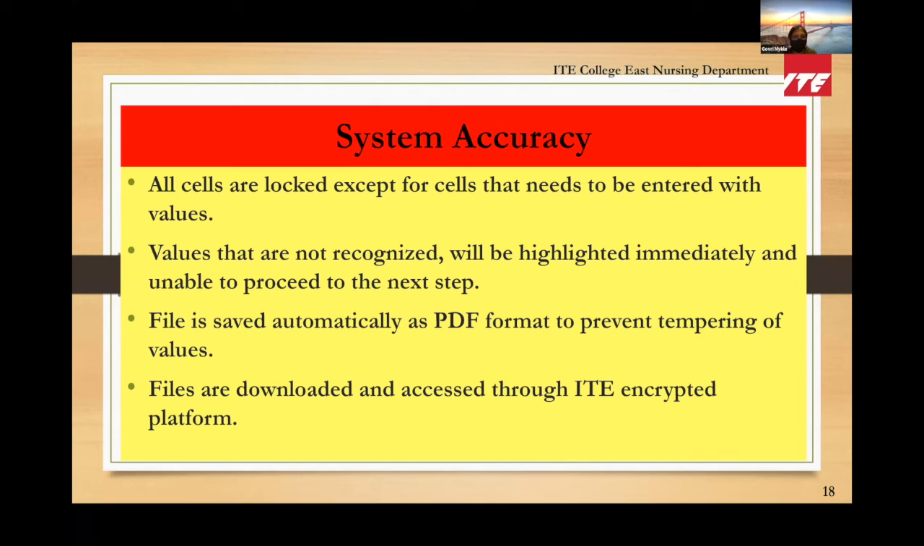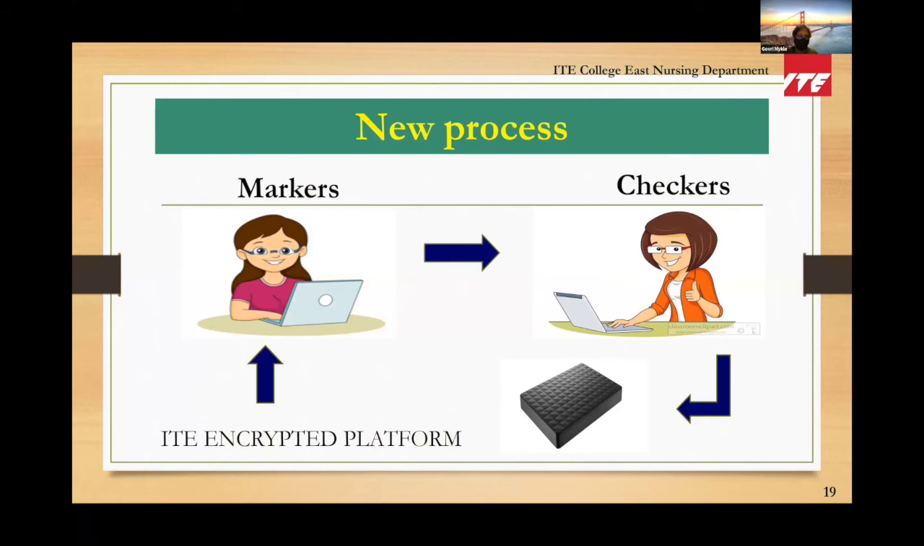Now let's take a look at our new process. First, our section head uploads the e-practical tool to the ITE encrypted platform. Next, the markers just have to download the tool, assess the student, mark the script, and put it back into the platform. Then the class advisor will have to download the e-tool, run through the e-tool, sign the checker column, and upload it back.